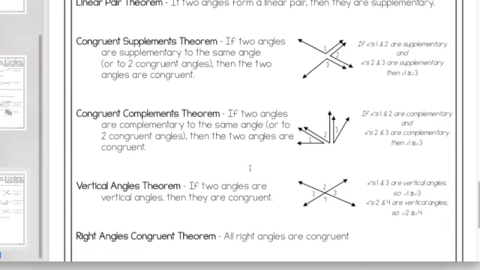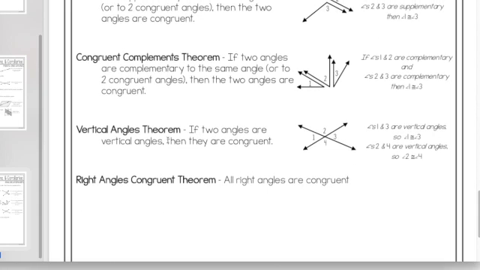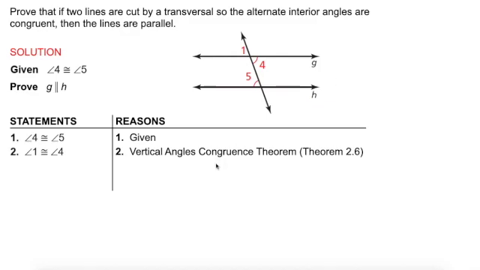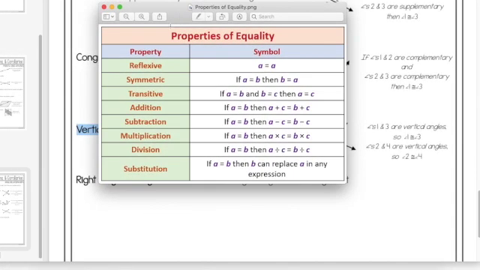Remember, you can look in your notes. If you scroll down to the third page, we have the vertical angles theorem. That just reminds you that, hey, when you're working with vertical angles, they're congruent. So, done and done there. We're now going to say that angle 1 is congruent to angle 5. And to do that, we're going to use the transitive property of congruence.